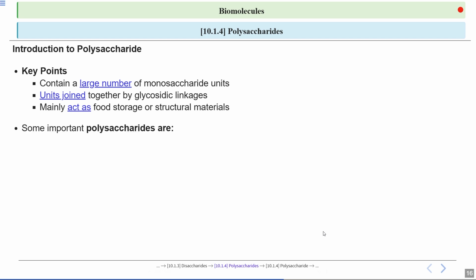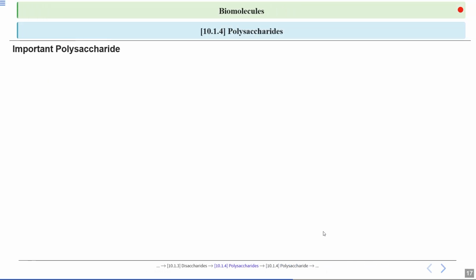Now we will talk about some important examples of polysaccharides. So first one is starch, next is cellulose, next is glycogen. Okay, so these are some important polysaccharides. Now we will discuss these important polysaccharides. First we will discuss starch.